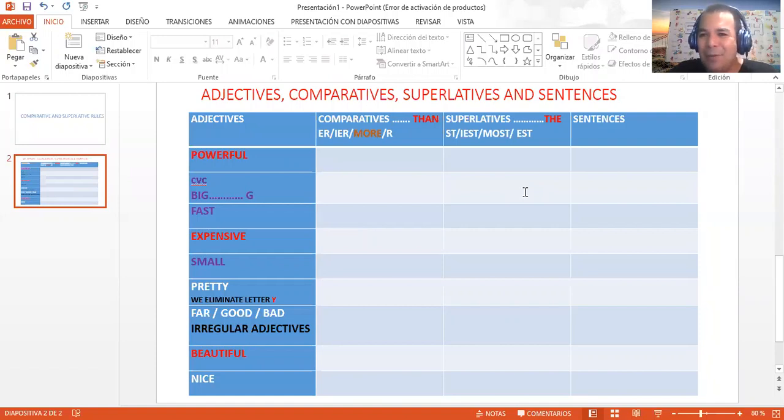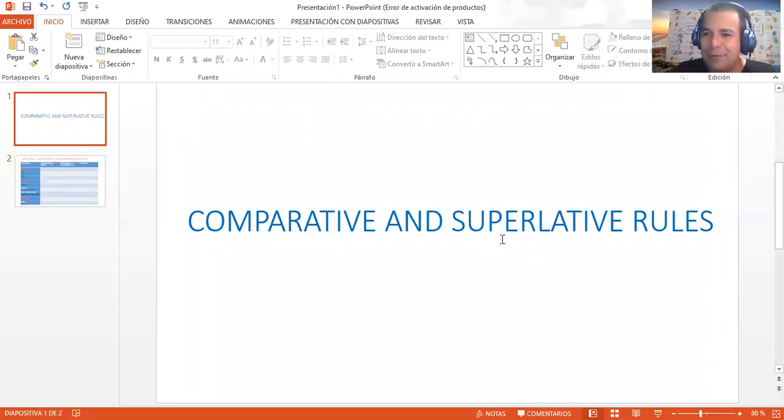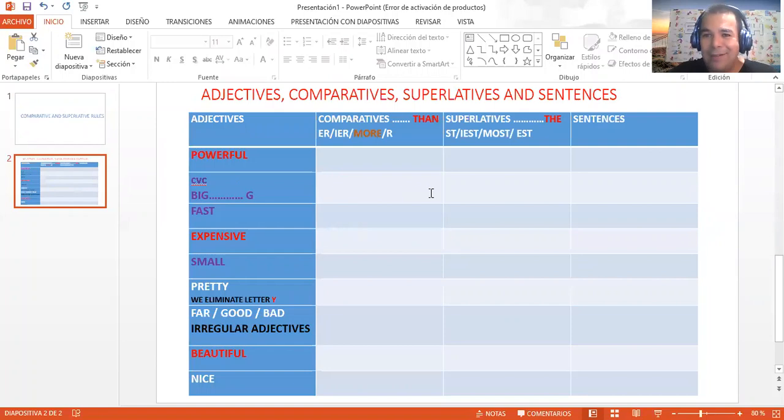So basically what we're gonna do today is to learn the different comparative and superlative rules. But for that, we're gonna use a chart, which is this one right here. So if you see, we have a set of different adjectives, okay? And those are powerful, big, fast, expensive, small, pretty, far, good, bad, beautiful, and also nice. So we're going to change them into the comparative and superlative. And at the end, we're going to be writing sentences using the adjective, comparative, and superlative.